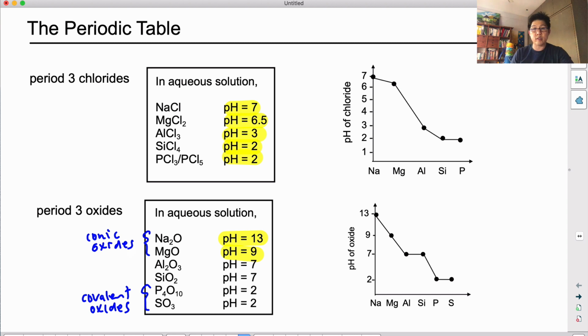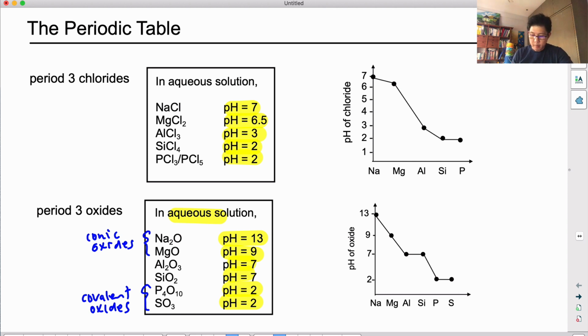Covalent oxides, when they dissolve in water, give out H+, so they're acidic. You can see the pH is around 2. Aluminum oxide is actually amphoteric, but because of its high lattice energy, it cannot dissolve in water, so it is insoluble. Silicon dioxide also has a giant molecular structure and cannot dissolve in water, so these two will be pH 7. As you can see from the graph, these are the important pH values you need to remember.